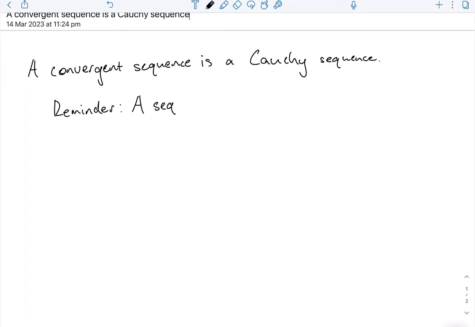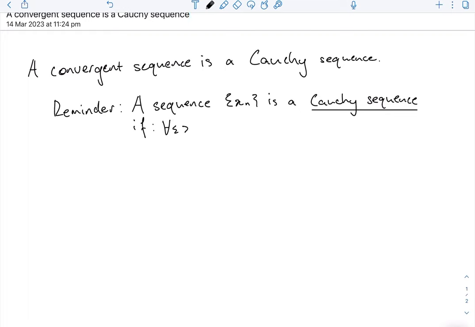A sequence, let's say xn, is a Cauchy sequence if, for all epsilon greater than 0, there exists an N in the natural numbers such that the absolute value of xm minus xn is less than epsilon whenever m and n are greater than N.